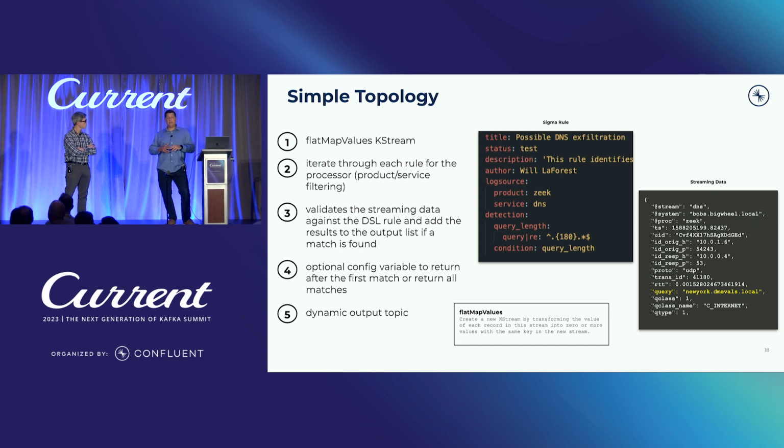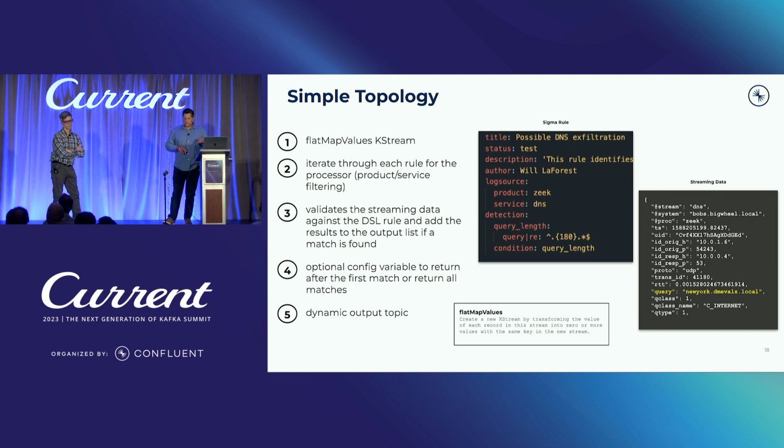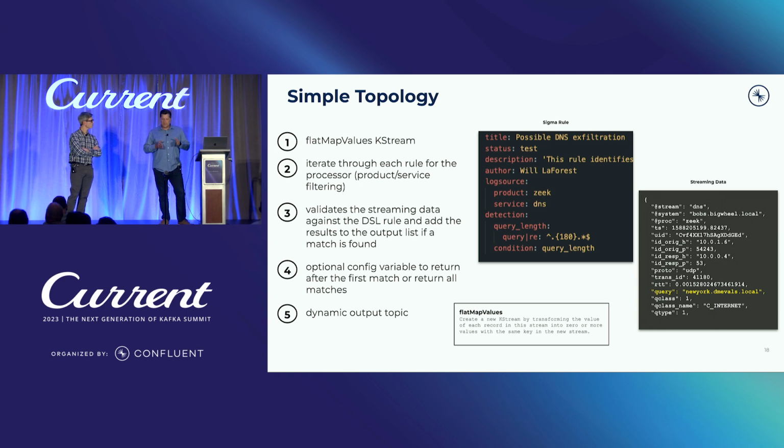So you could have potentially thousands of rules in the mix here. You may only want to look at Zeek DNS for this processor and launch another one that's going to look at Splunk, Cisco type of data, so you can have these things scaled linearly. So that's log source. If we look at detection, this is really where we're doing a lot of our matching with the records. The conditional statement is basically saying take a look at that query field in our streaming data, apply a regex pattern, and I want to know if anything is greater than 180 characters. If it is, write it to our output topic.